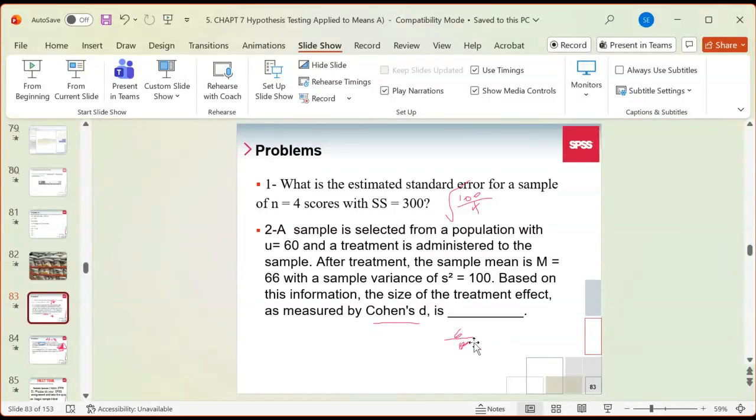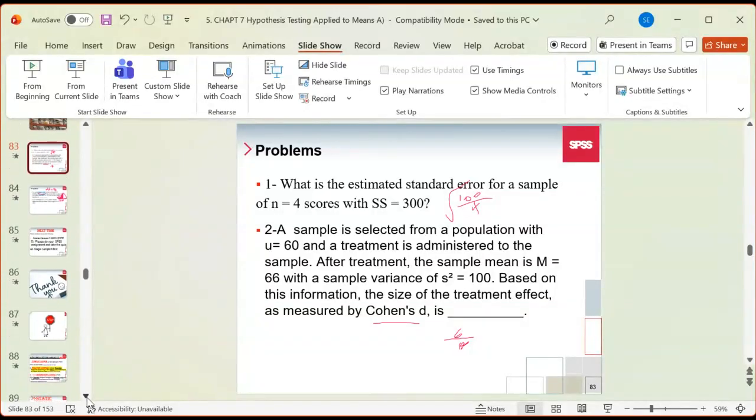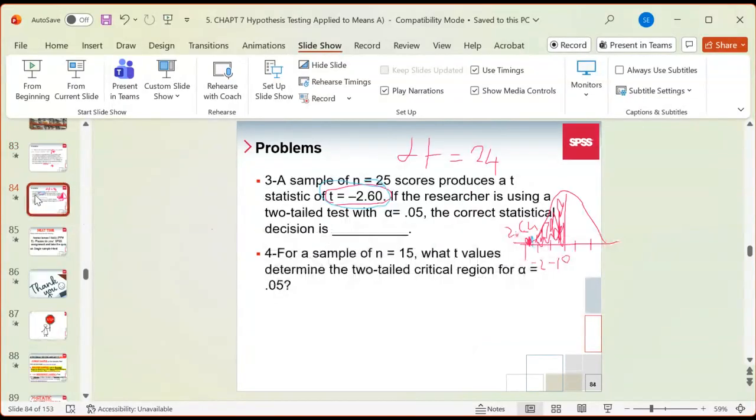And that D is a medium effect because it's less than 0.8 and greater than 0.5. If you don't understand what I'm saying, review this whole presentation again. And this one says a sample of 200. These are sample questions, just like the ones that you will have in your next quiz and also for your final. So if you understand them, you're good.